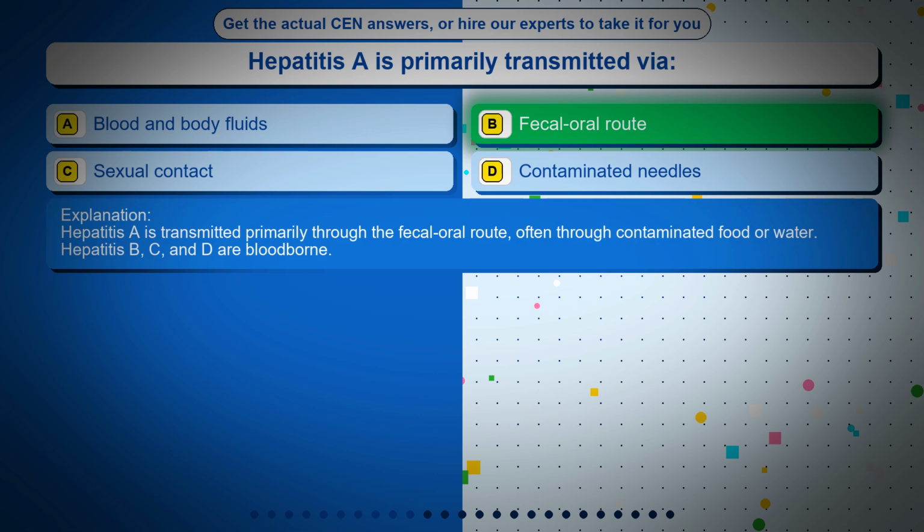Hepatitis A is transmitted primarily through the fecal-oral route, often through contaminated food or water. Hepatitis B, C, and D are bloodborne.